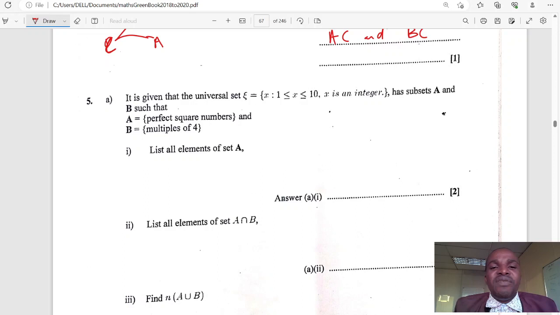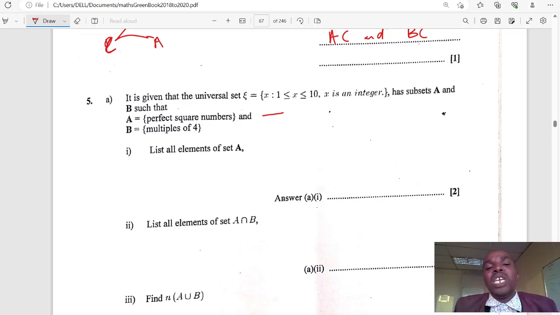Then next, question number 5. It is given that the universal set contains values from 1 to 10, where x is an integer, which is a number. Then subsets A and B, such that A is the perfect squares in this range. Let me list the elements of A, that's the first part. Perfect squares in this range 1 to 10, with 1 included and 10 included.